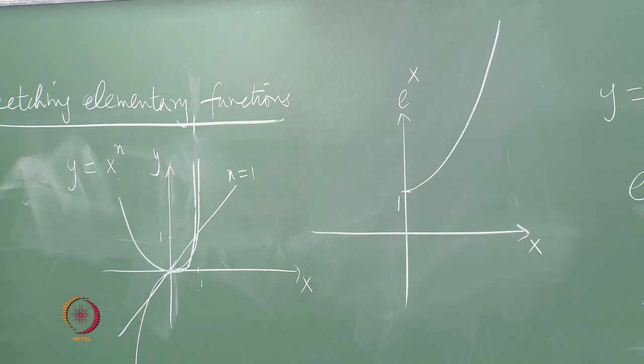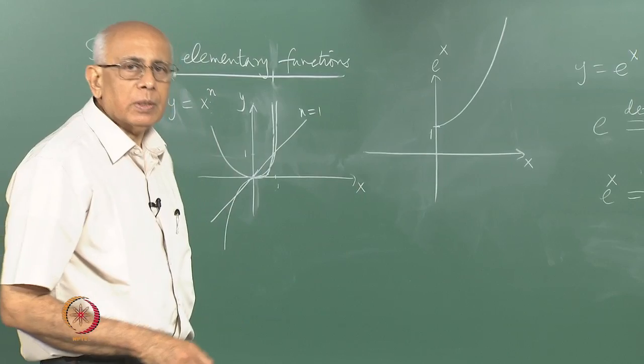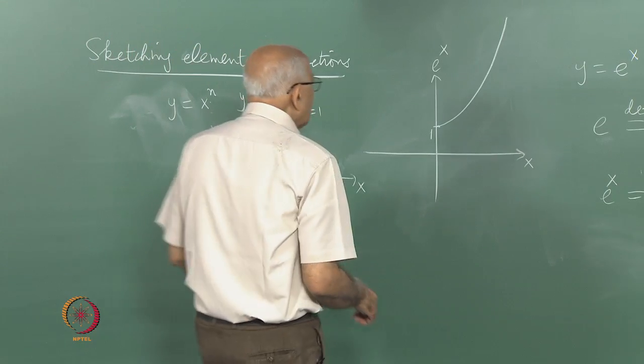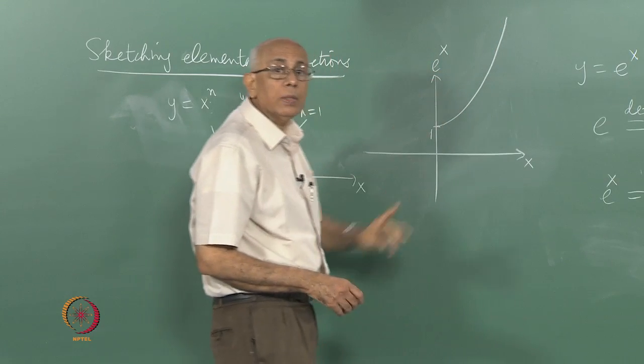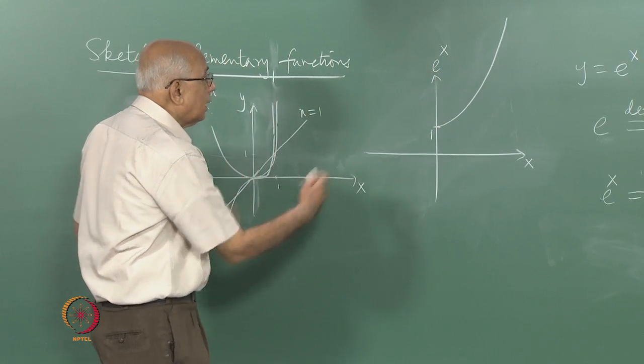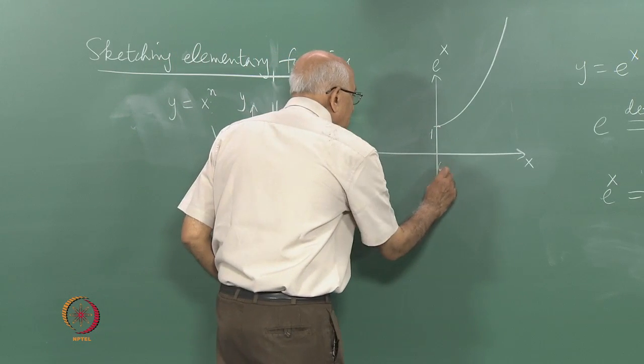That means it goes to infinity as x tends to infinity more rapidly than any x to the n for any positive n here. But as far as the graph is concerned, I just show it in this fashion. This is not quantitative, as you can see, not on the same scale or anything like that. So this is what e to the x does as long as x is positive.